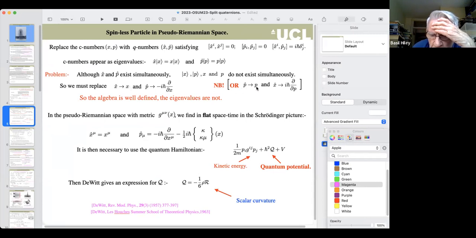But notice, if you're in the P representation, you have to use this representation. So the algebra is well defined, but the eigenvalues are not. And the reason why you've got a Riemannian space is you've got a metric which is now a function of position. And even in a flat space-time, please notice that, in the Schrödinger picture, you have to replace the operator for the momentum by this term here, and this is your old Christoffel symbol, and it's this term that turns out to be the quantum potential, and that's the way you see it related to the curvature tensor by exploiting that.